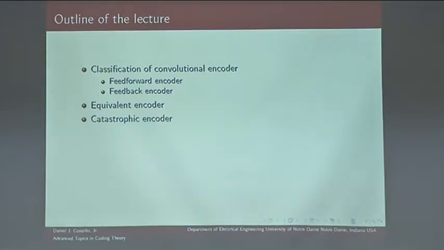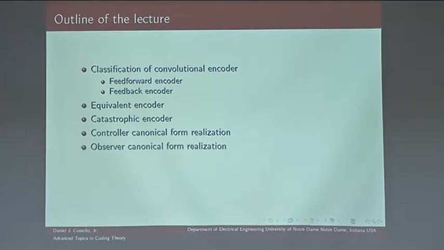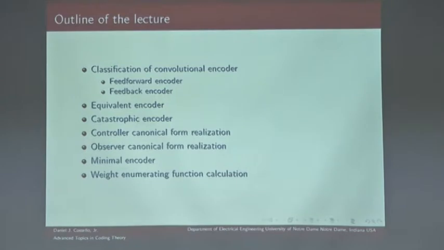And there, again, those of you that have worked in linear system theory or dynamic systems, things like this, kind of know this. It can get quite detailed. We won't want to go into that amount of detail because the practical encoders that are used in practice are usually pretty simple. The notion of equivalent encoders, the notion of catastrophic encoders, some canonical forms for encoders, including minimal encoders, and then something we call a weight enumerating function, which is a way of determining performance of convolutional codes.